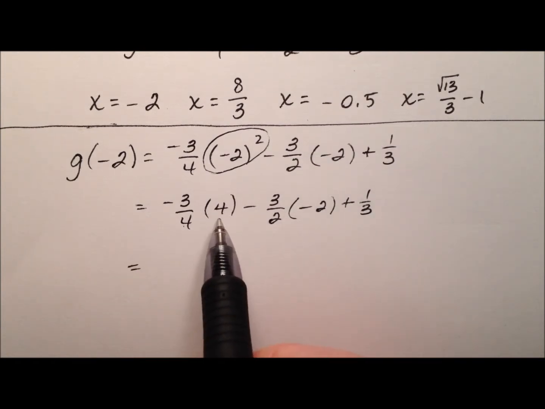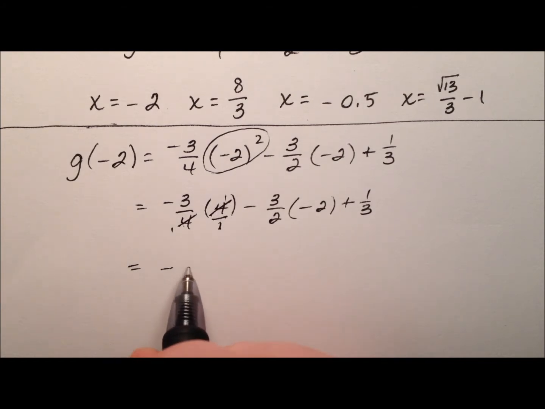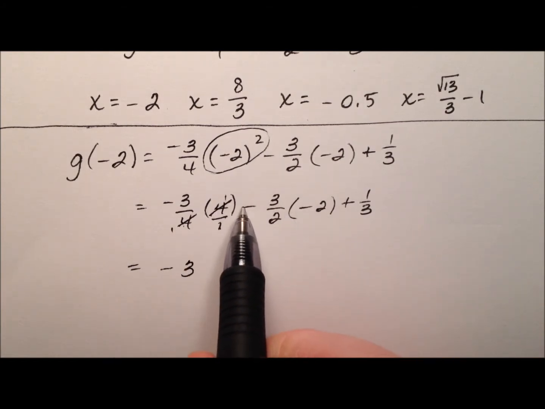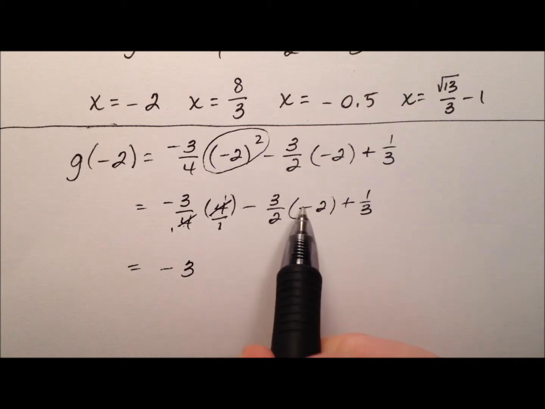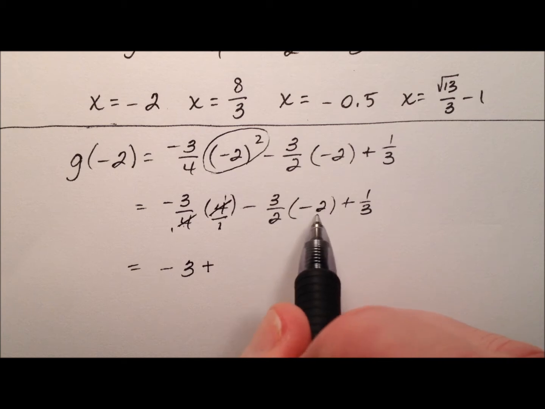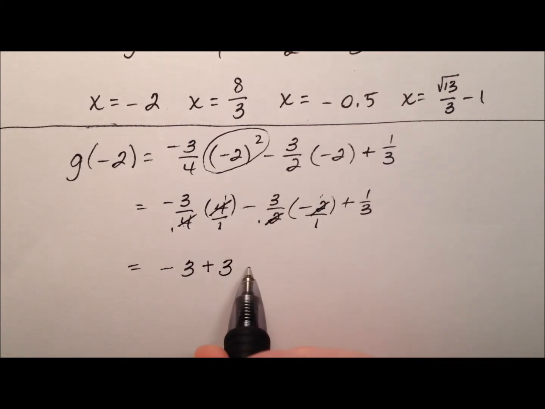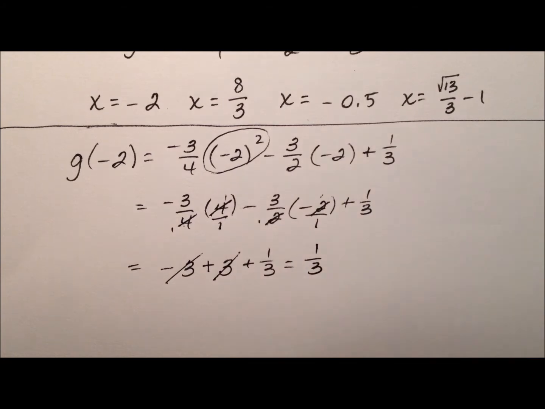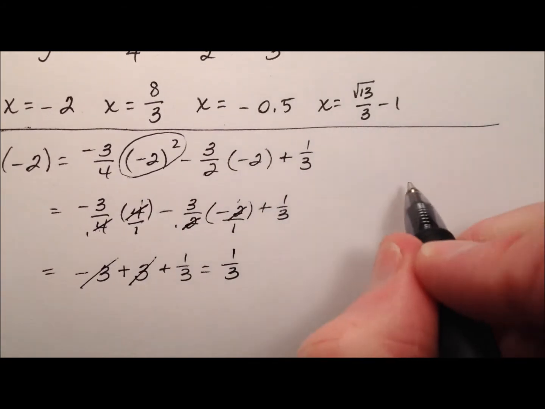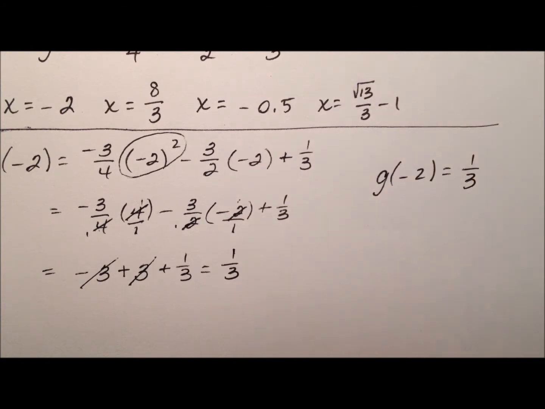Okay, well, here it looks like this 4 could go over 1. Well, it doesn't really matter. Those 4s are going to cancel, leaving me with -3. We have minus and a negative here, so these two negatives, since they're being multiplied, will end up being a positive. And once again, we'll see that the 2s cancel, so we're going to end up with +3, and then plus that 1/3. Well, that's really nice because those 3s cancel, and I'm just left with 1/3. So I can say that g at -2 evaluated to +1/3.